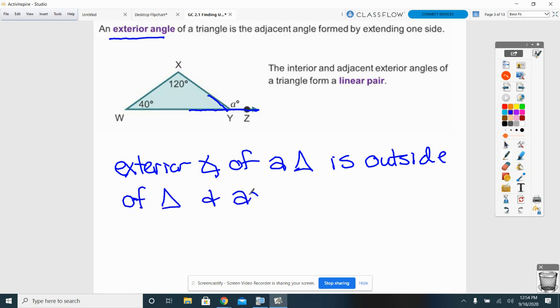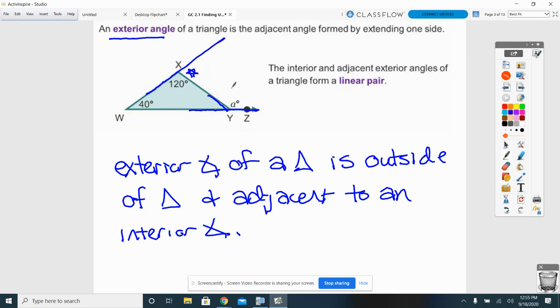And adjacent to an interior angle. So they only drew one here where angle A is, but I could extend this side here, and the star angle is another exterior angle. I could have extended it this way and made the smiley face angle an exterior angle. I could go over here and make the heart angle here would be adjacent and outside.